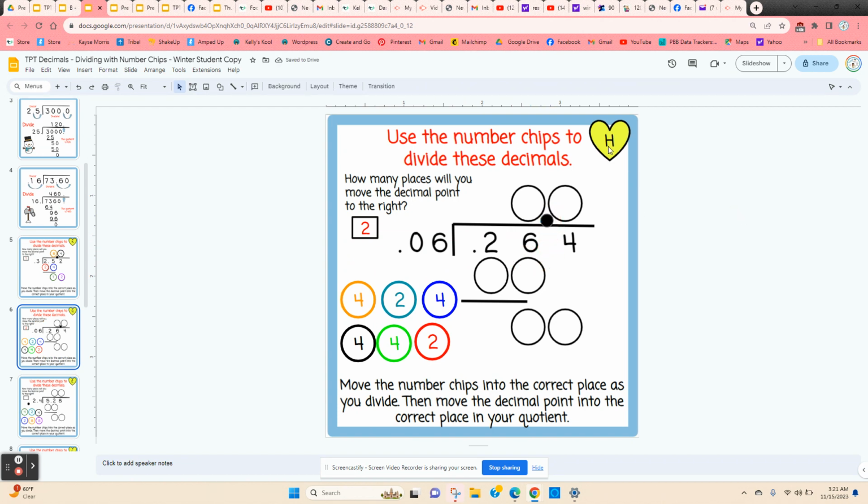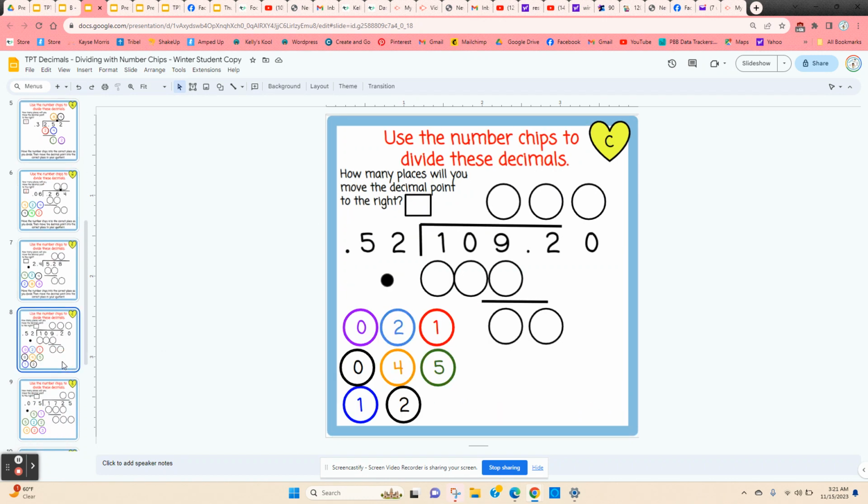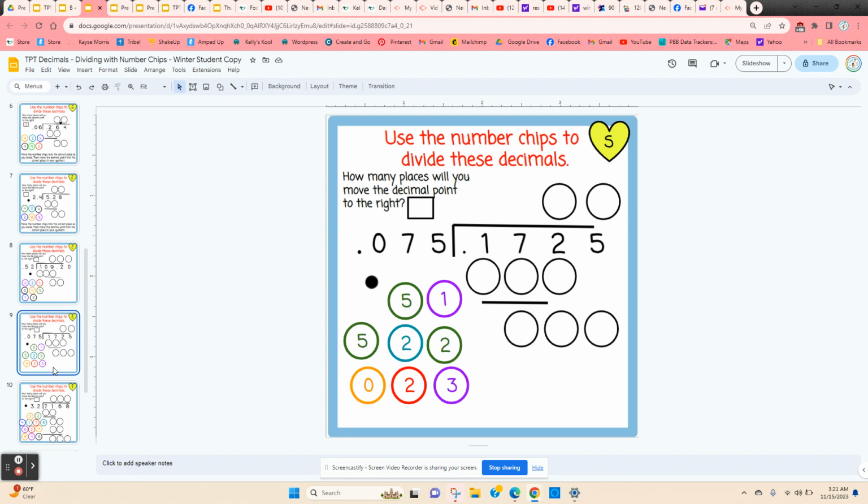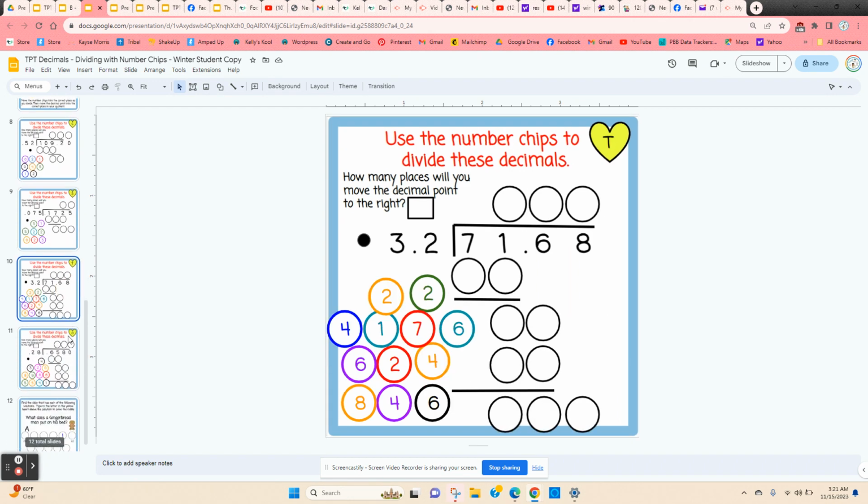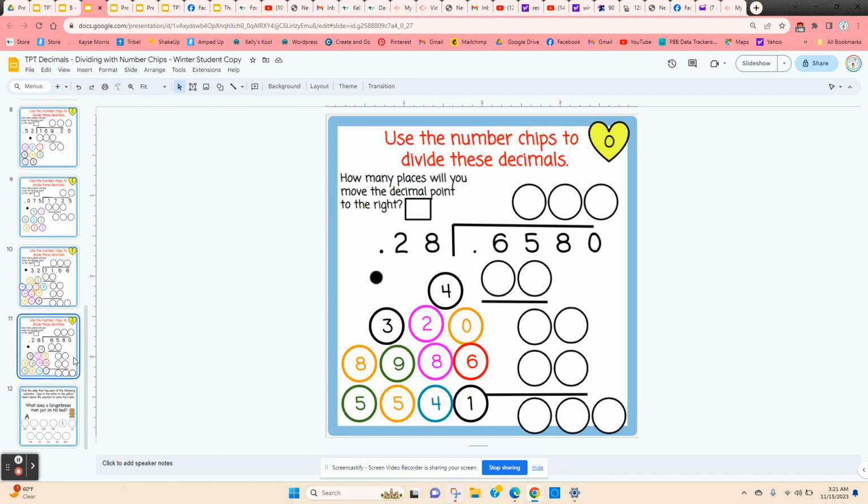And if you notice, every one of these problem slides has a yellow heart with a letter in it. And that's going to help them solve a winter riddle on the very last slide. They're going to match that letter to their quotient. So there's several problems to practice. And again, they get a little bit more difficult as they go.